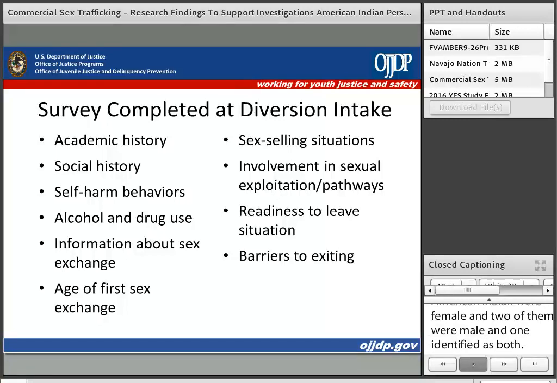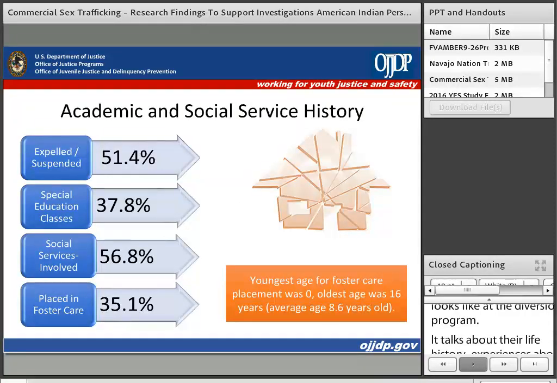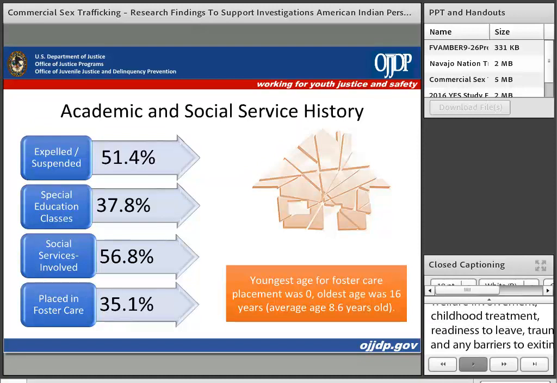This is what our intake looks like at the diversion program. It talks about their life history, their experiences exchanging sex, their child welfare involvement, their child maltreatment, their readiness to leave, their trauma scores, and any barriers to exiting. Almost all of it is quantitative data, and a couple of questions, which you'll see, are qualitative.